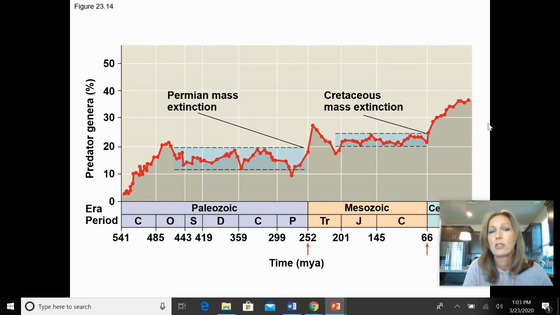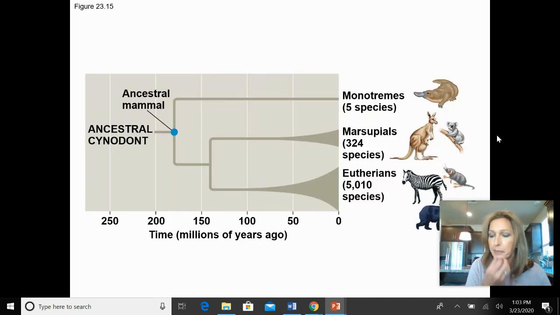If those mass extinctions hadn't happened, humans wouldn't have evolved. There wouldn't have been a niche for that type of radiation to occur. So keep that in mind. Now, when I said that mass extinctions lead to adaptive radiations, when we talk about an adaptive radiation, we are talking about one common ancestor that now is diverging into other lineages.